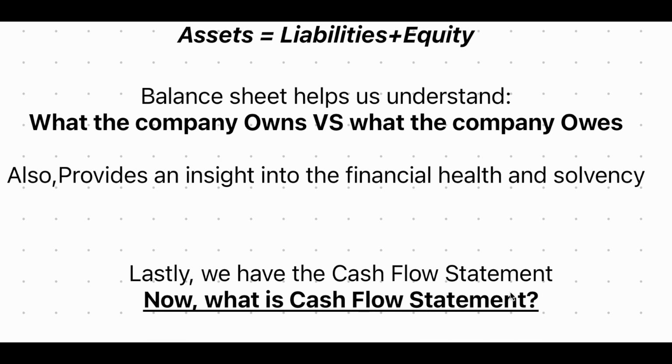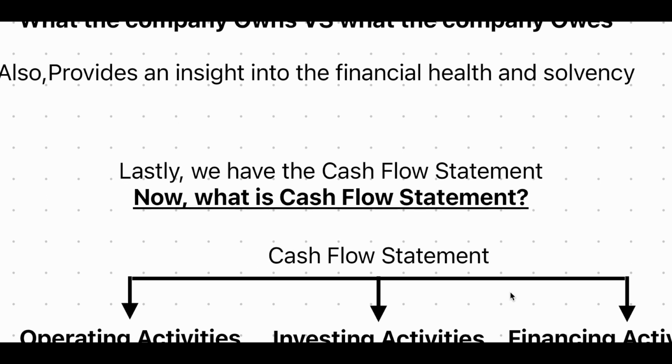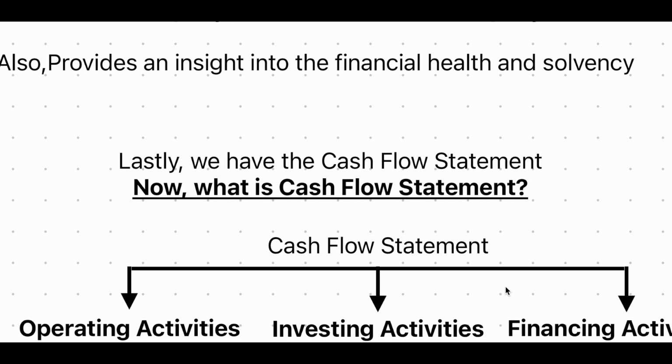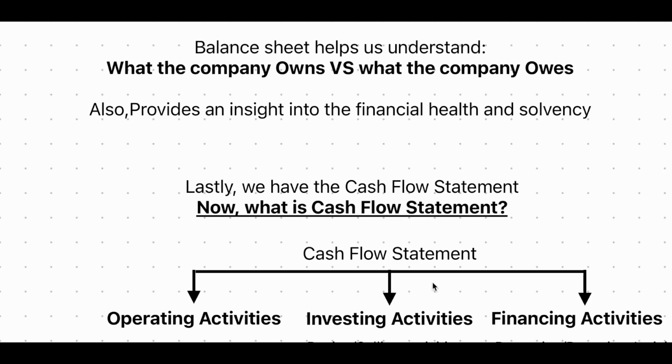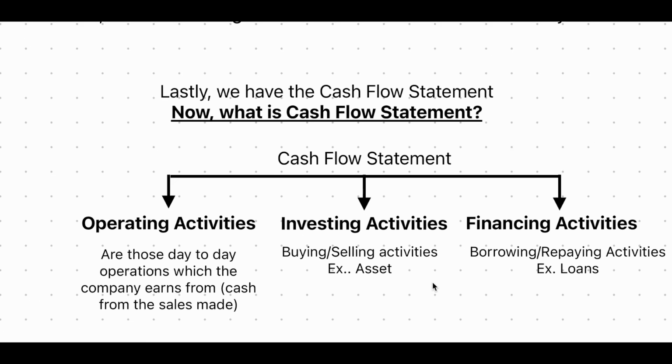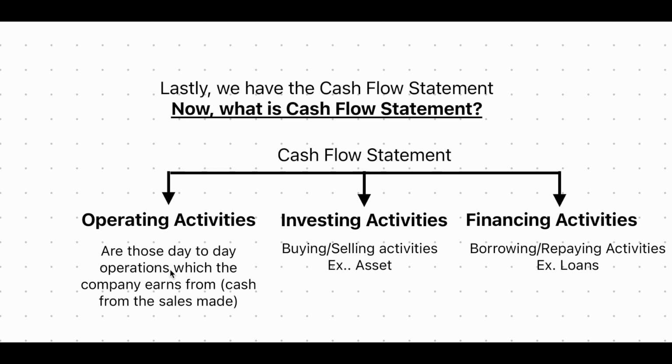Lastly, we have the cash flow statement. So, what is a cash flow statement? Cash flow statement includes the statement which talks about the operating activities, investing activities, and financing activities. Now, operating activities are those activities which happen on day-to-day basis, and the company earns revenue from this, or it earns the money. That is, example, the cash which is made from the sales.